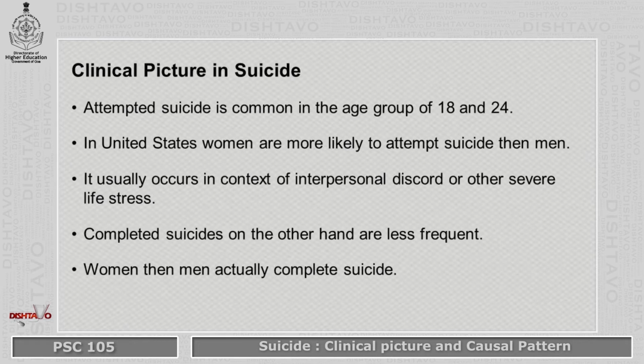Now, coming to the clinical picture in suicide. When we talk about the clinical picture, we have to understand who attempts suicide and who commits suicide. Attempted suicide is common in the age group of 18 to 24. In the United States, women are more likely to attempt suicide than men, and it usually occurs in the context of interpersonal discord or other severe life stress.